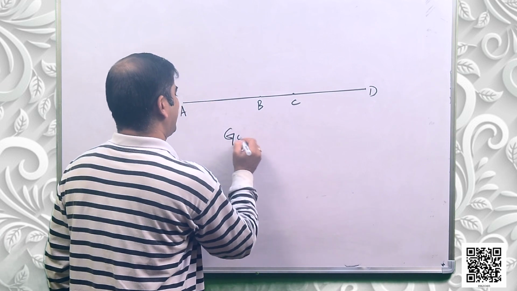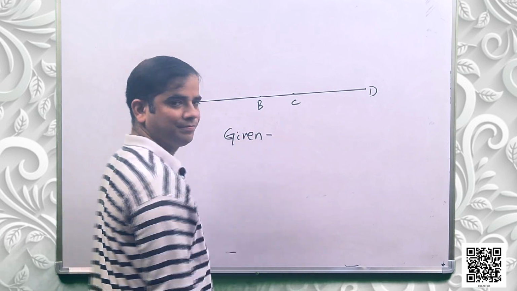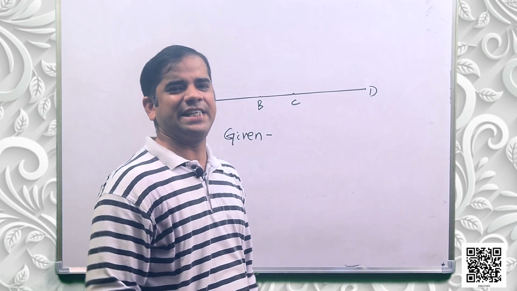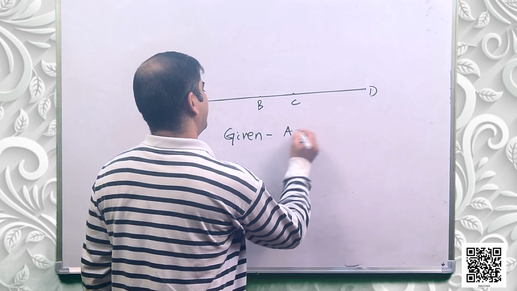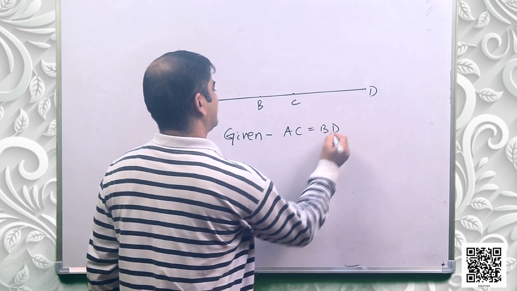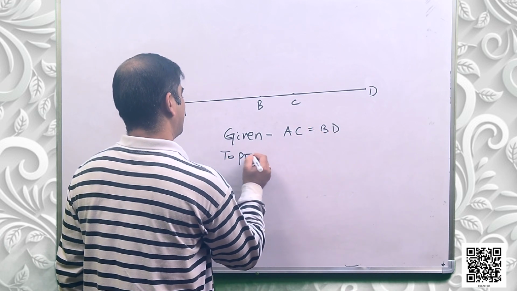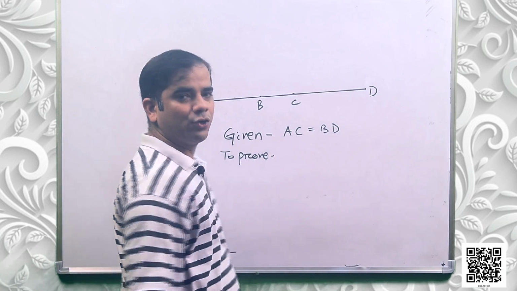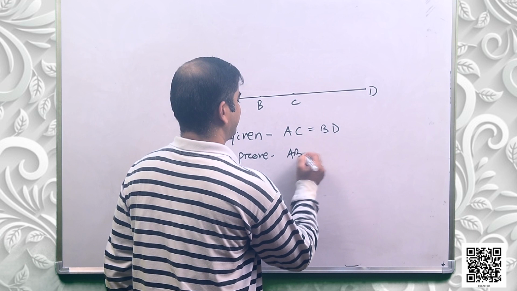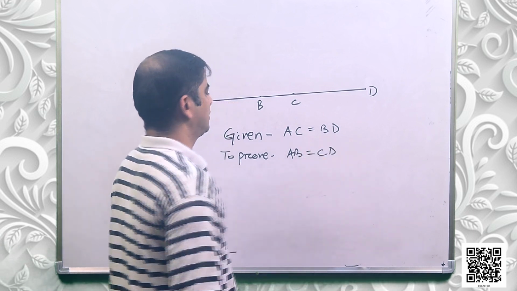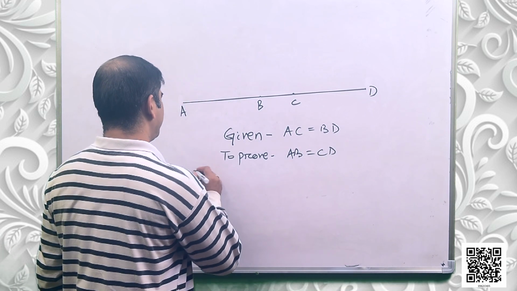And it is given that AC is equal to BD. And we need to prove that AB is equal to CD. Okay, let us prove.